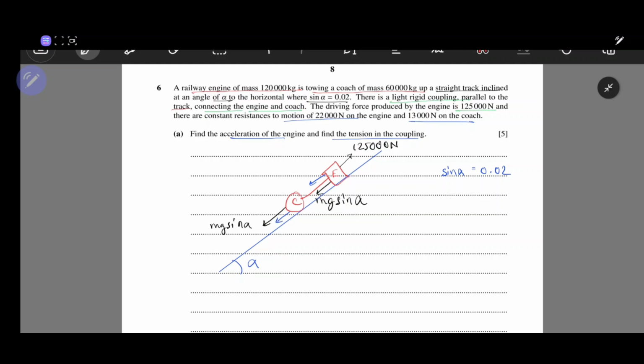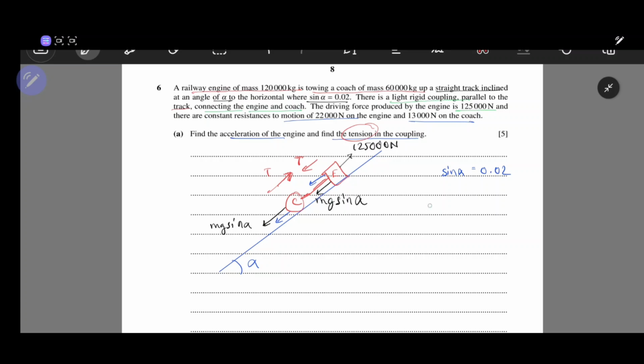And lastly, they mentioned that there is a tension in the coupling. So we need to determine the direction of tension for both. So the coach is being pulled upwards, and the only way that it can be pulled upwards is if tension is upwards for C, because the bar is connecting the engine and the coach, and the tension in the bar is pulling C upwards. So since for C it's upwards, for E it must be downwards. So we have determined the direction of forces acting for both the coach and the engine.